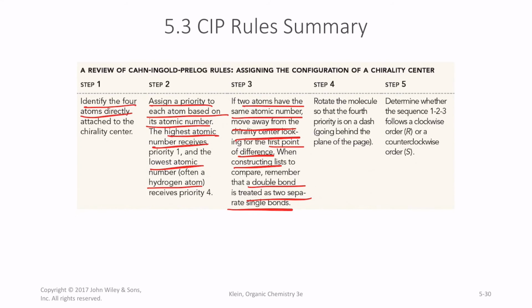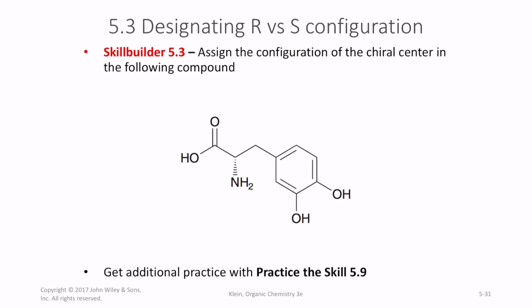Step 4 is to rotate the molecule so that the fourth priority is on a dash. So make sure that you always rotate it in such a way that the fourth is always on the back. Next, determine whether the sequence 1, 2, 3 follows a clockwise or an anti-clockwise order. If it is clockwise, R. If it is anti-clockwise, S. So this is how we can designate this. So in this structure, this is the chiral center.